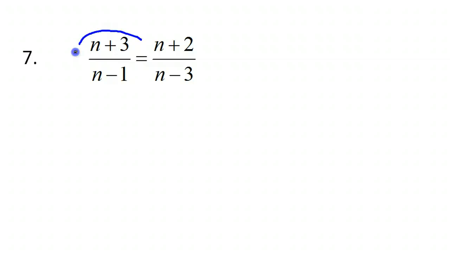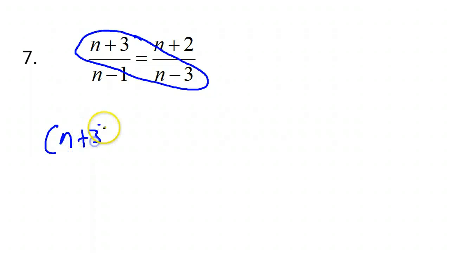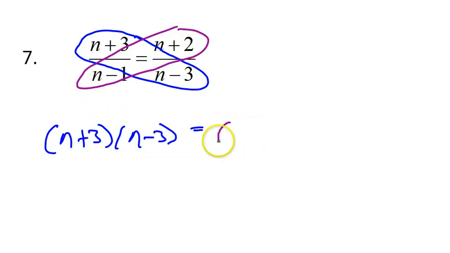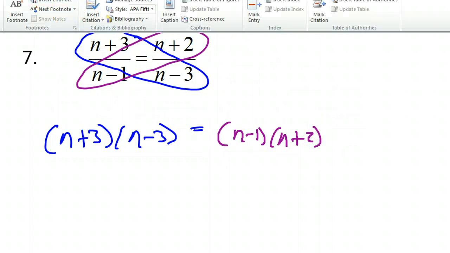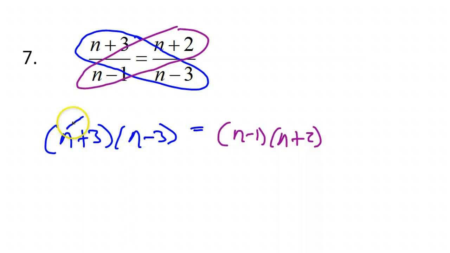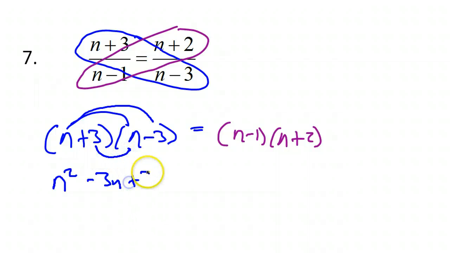Okay, looking at number 7. As I cross multiply, I will have n plus 3 times n minus 3 on the one hand. On the other hand, I will have n minus 1 times n plus 2. Now I need to double distribute in both cases. N times n is n squared. N times negative 3 is negative 3n. 3 times n is 3n. 3 times negative 3 is negative 9.